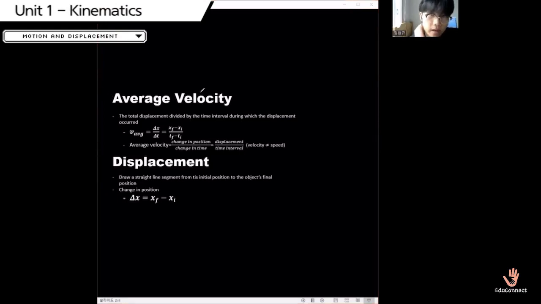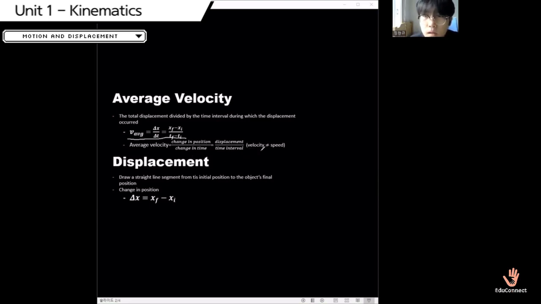Average velocity means the total displacement divided by the time interval during which the displacement occurred. Average velocity is equal to delta x over delta t, which is x final minus x initial over t final minus t initial. Average velocity is equal to change in position over change in time, which is displacement over time interval.